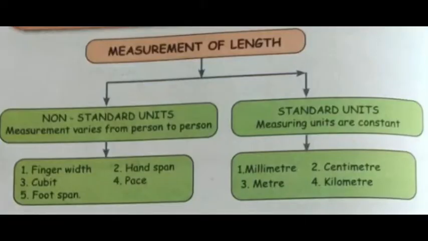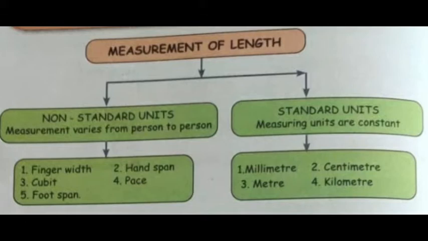There are two types of measurements: standard units and non-standard units. Standard units means it is always constant. It is always the same. Okay, like what? Millimeter, centimeter, kilometer, meter, all those things. But non-standard units may vary from person to person.